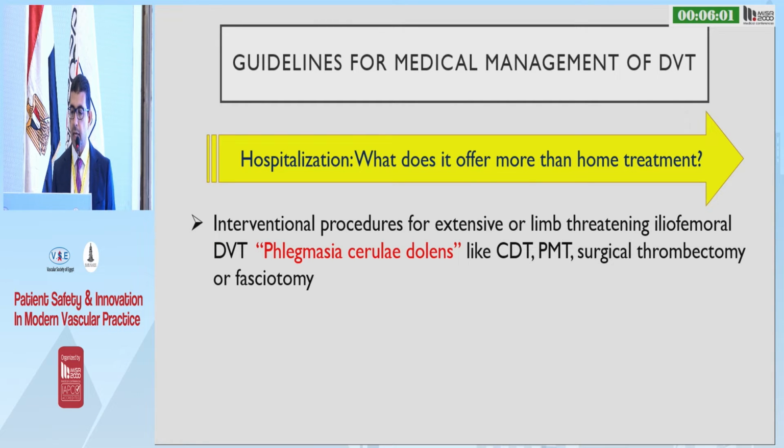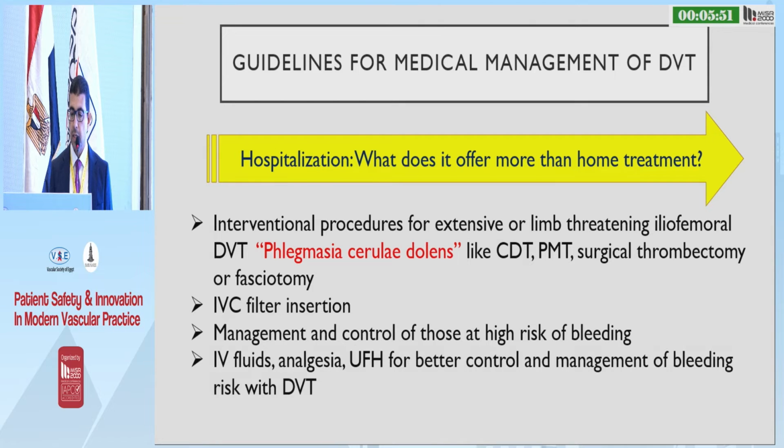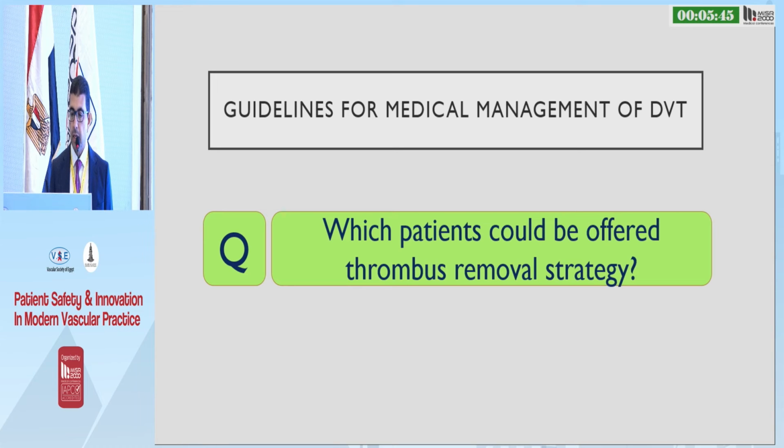Interventional procedures like catheter-directed thrombolysis, pharmacomechanical thrombolysis, surgical thrombectomy and fasciotomy, IVC filter insertion, management and control of those at high risk of bleeding, institution of intravenous fluids, analgesia, unfractionated heparin for certain subgroups. Next, which patients could be offered thrombus removal strategy?